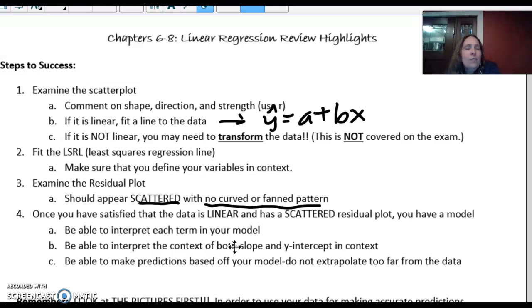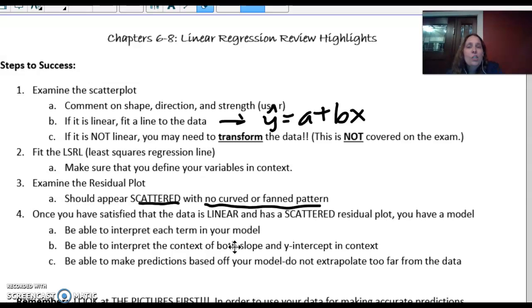The y-intercept is the value of y when x is 0. So if we think back to the example from the other day about test score and number of hours spent studying, if x is the number of hours spent studying and you didn't study at all, then the y-intercept is going to be your expected or predicted test score.